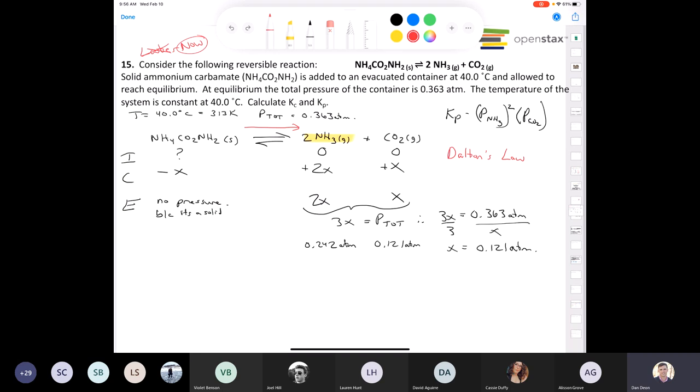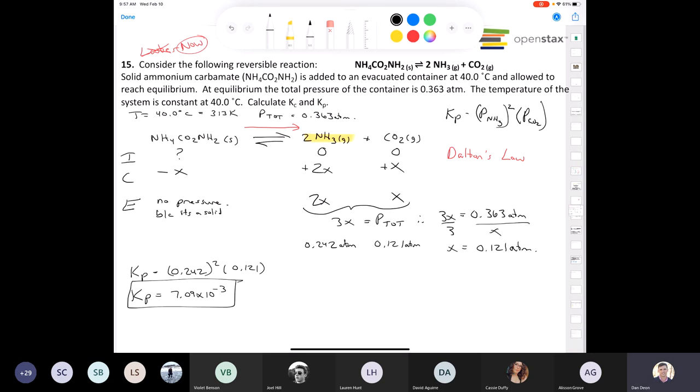All right, so now we have the pressures of the two gases and we're asked to calculate Kp. So let's do that. We know that our Kp expression, which I wrote over here, is going to be equal to the pressure of the ammonia, 0.242 squared times 0.121. We plug all that into our calculator. 0.242, square it, multiply by 0.121. Get a small number, scientific notation. It equals 7.09 times 10 to the negative 3. So there you go.